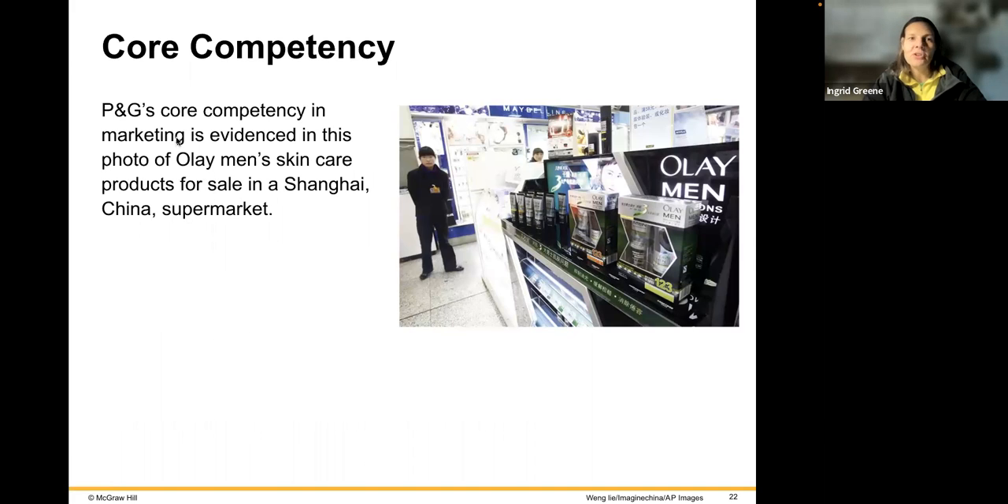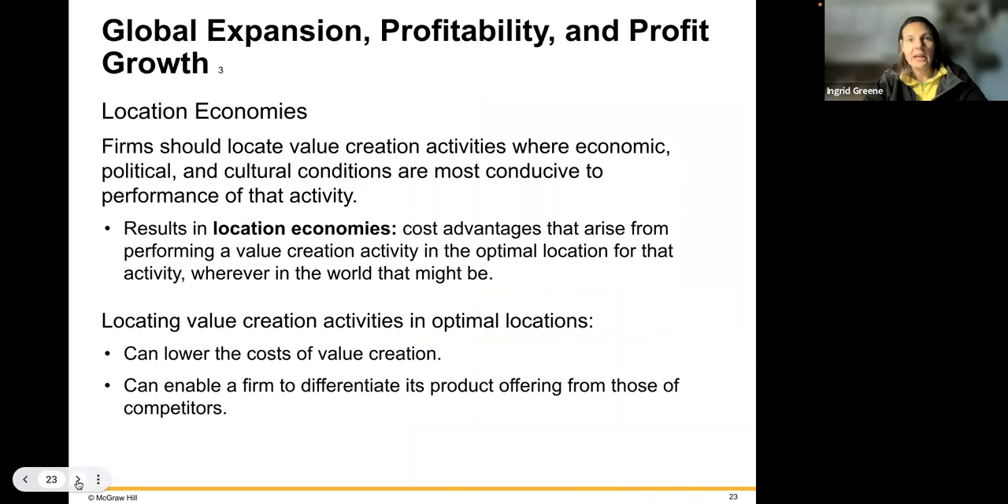They give an example also of Procter and Gamble's core competency in marketing. Olay men's skincare, which I'm sure you're aware of, even if you're not into skincare. These products are for sale in Shanghai, and Procter and Gamble has done so well in the skincare market with their brand and with their value, and then they can so easily move into different global markets and access more consumers.